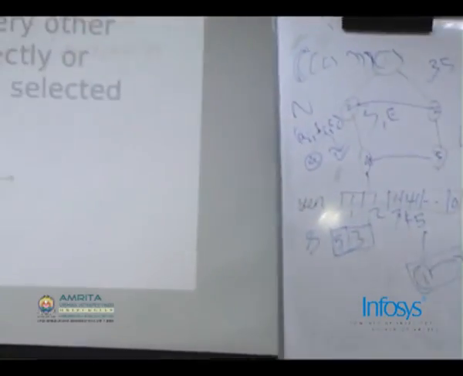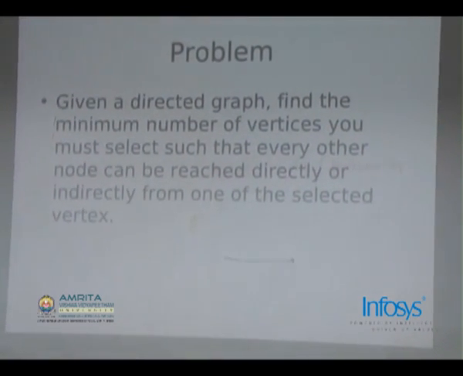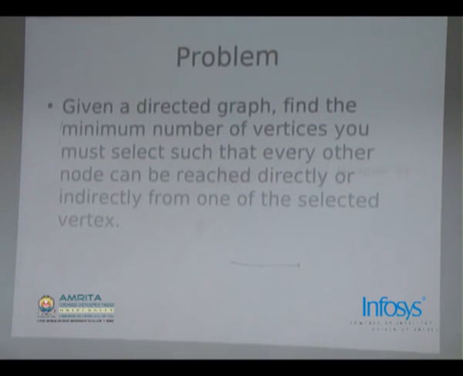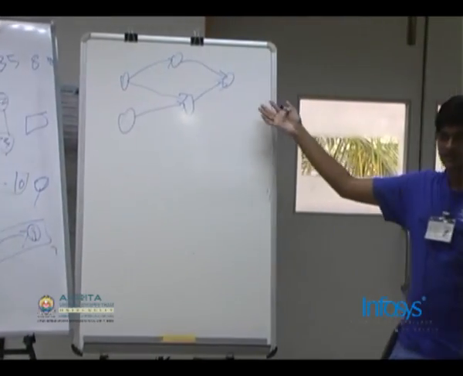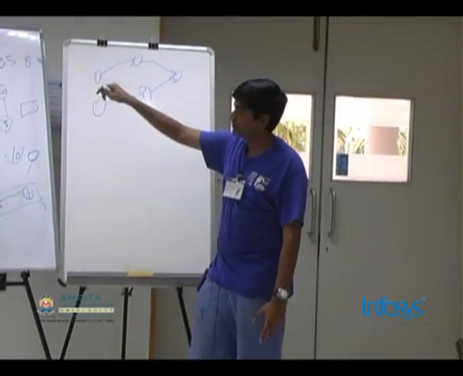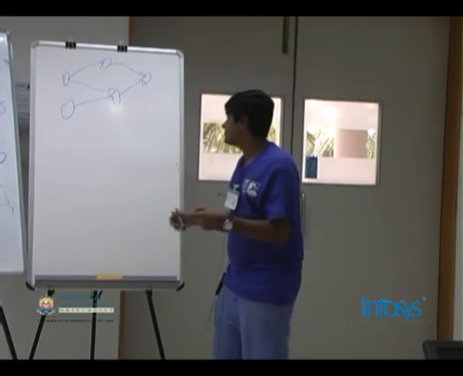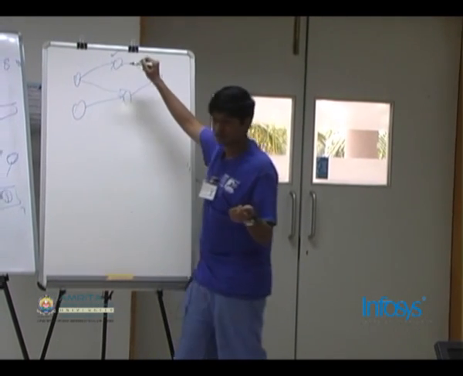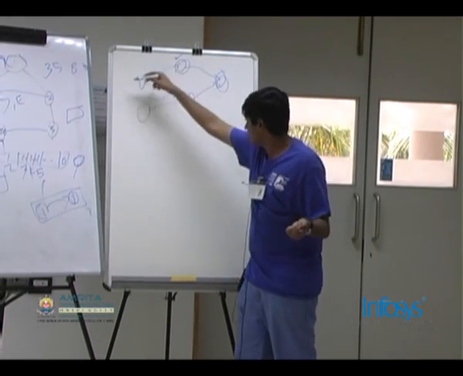The next problem is, given a directed graph, find the minimum number of vertices you must select such that every other node can be reached directly or indirectly from one of the selected vertices. So I'll explain the problem. Suppose the graph is, say, this. What is the minimum number of vertices you must select so that you can reach every other node either directly or indirectly? So say you select this vertex, that means you can reach this node and this node directly, but you cannot reach all these nodes directly.